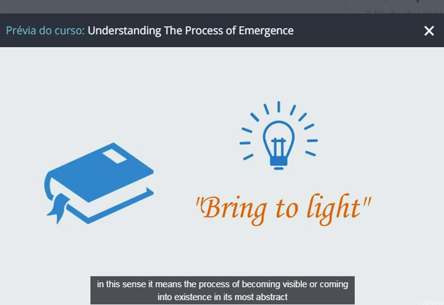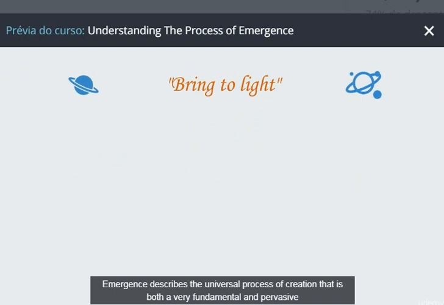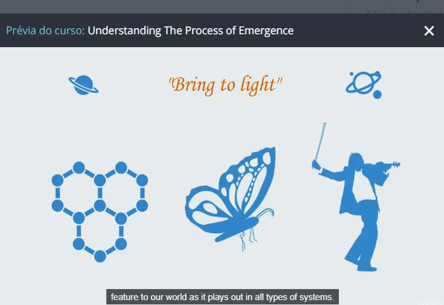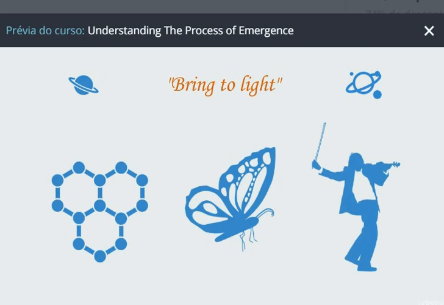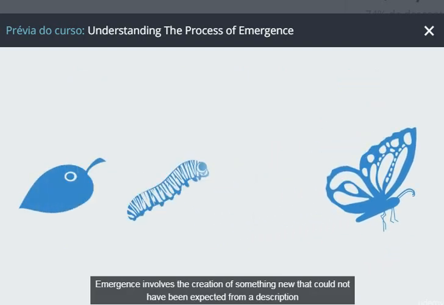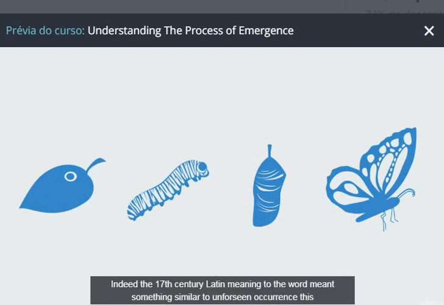In its most abstract and metaphorical sense, emergence describes the universal process of creation that is both a very fundamental and pervasive feature to our world as it plays out in all types of systems. Emergence involves the creation of something new that could not have been expected from a description of the parts prior to its creation. Indeed, the 17th century Latin meaning to the word meant something similar to unforeseen occurrence.